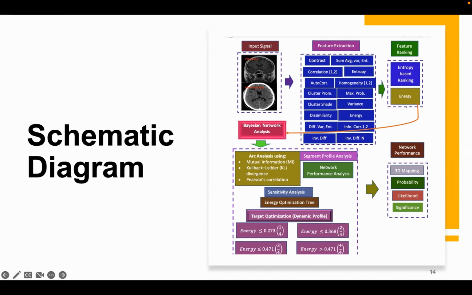Amongst these features, the energy feature was the most important. Then we kept this feature as our target variable, and utilized the Bayesian inference approach, and computed different types of statistics like segment profile analysis, sensitivity analysis, energy optimization analysis, etc. And finally, we computed the network performance.